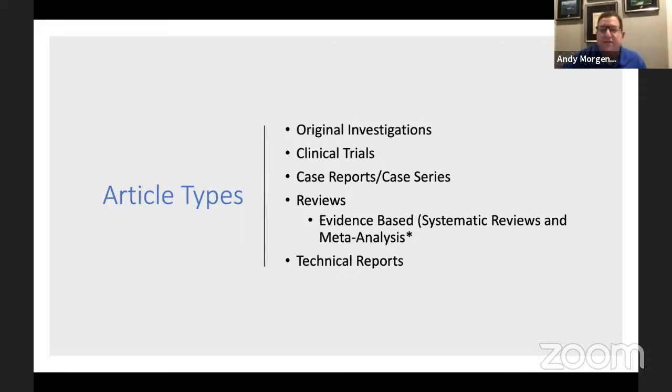And of the reviews, typically they're preferred to be evidence-based. And the two that are most evidence-based are systematic reviews and meta-analyses. And I'll talk a little bit more about that in a little bit, or technical reports. So these are the different article types that they typically want to see submitted to their journal.